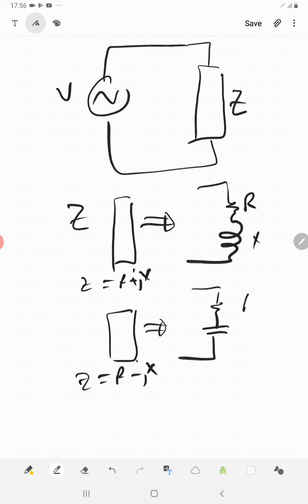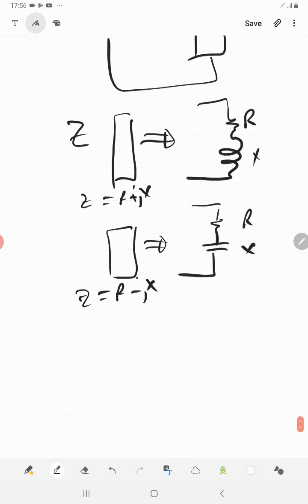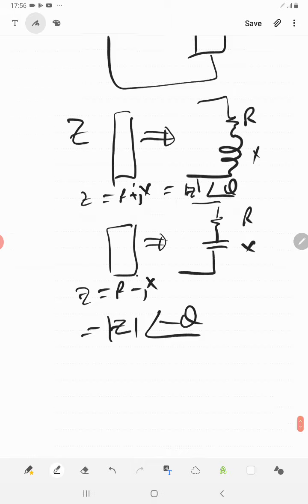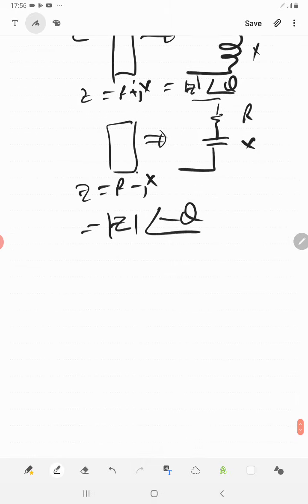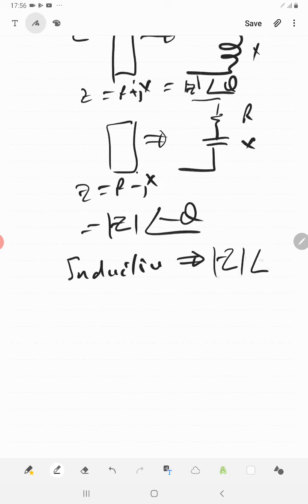Now, in Z here, it will be the absolute of Z angle minus theta, while here, it will give you the absolute of Z angle theta. So inductive gives Z absolute angle plus theta, while capacitive gives absolute Z angle minus theta.